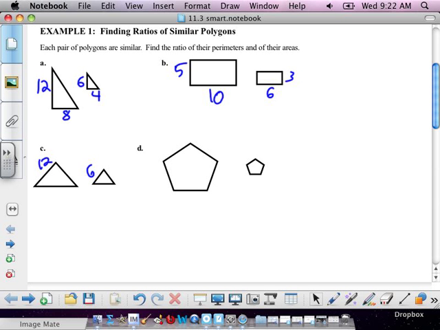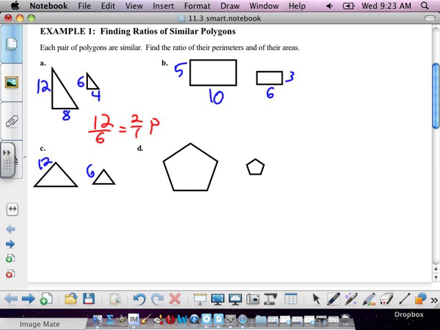So for A, we don't necessarily know they're right triangles, but if we did, we could do the Pythagorean theorem and then find their perimeter. But we don't have to do all of that because we know their side lengths and their perimeter ratio is the same. So if I'm going to take big over little for this case, because I've got the big first and then the little one, 12 over 6 reduces to 2 over 1. So that's the ratio for the perimeter and for the side lengths.